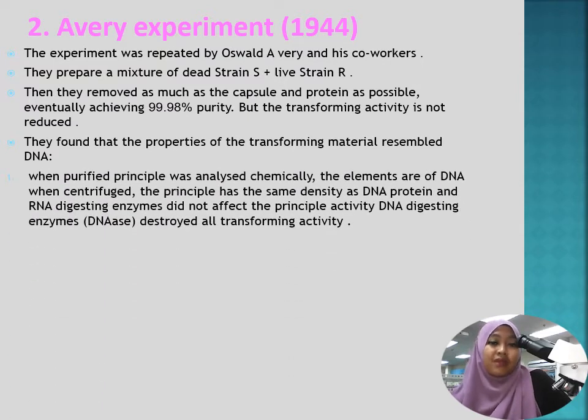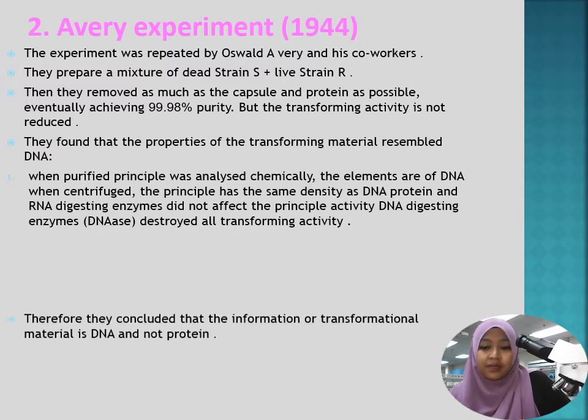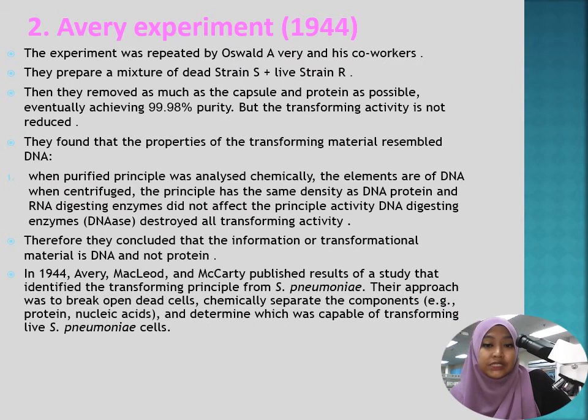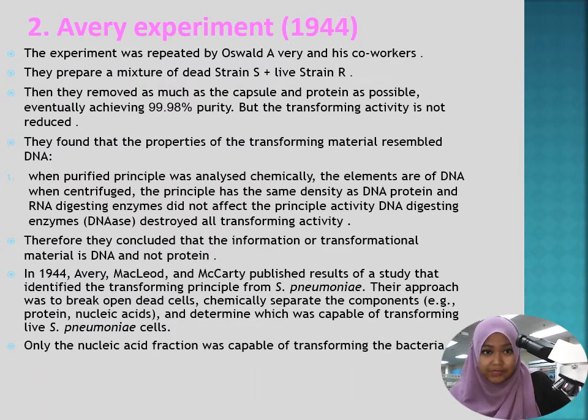When they purified the material, the elements were RNA and DNA. When they centrifuged it, the principle had the same density as DNA. Digesting the protein and RNA with enzymes did not affect the principle's activity. At the end, when they digested the DNA, they destroyed all the transforming activity. So they concluded that the transforming material is not a protein, but actually DNA.